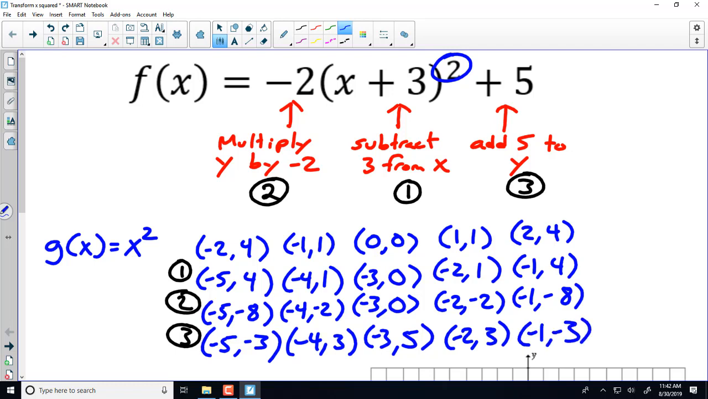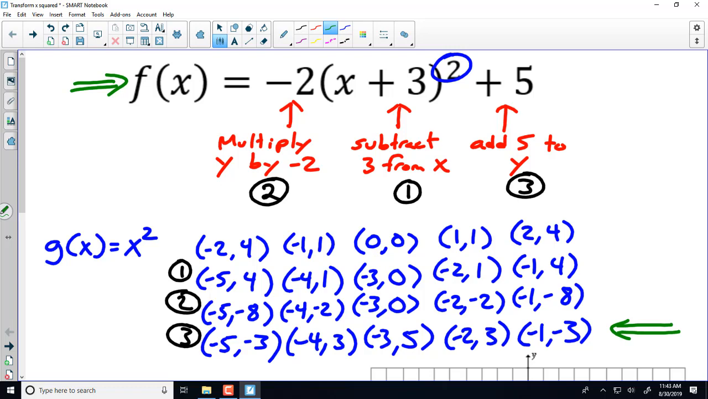What you can do after you get these 5 ordered pairs is take one of the x values and plug it into the function f of x and verify that you get the correct y value. It's a good safety check to do. Each one of these ordered pairs in the last row should satisfy the function f of x up here. That's a good thing to do if you're in a testing situation.